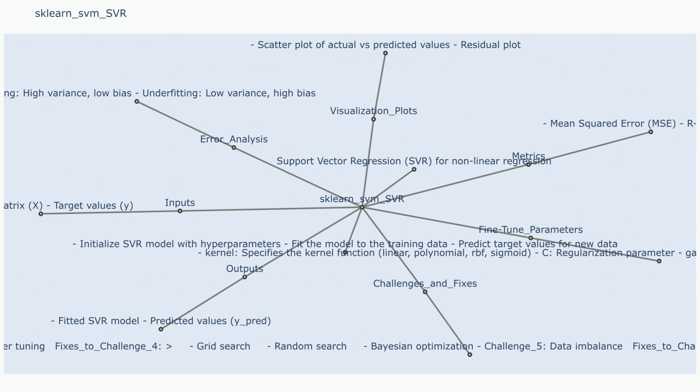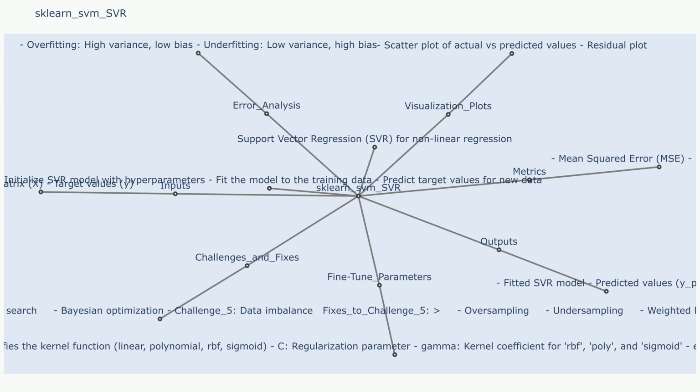Prediction: the trained SVR model is used to make predictions on new data. The model calculates the distance of new input points from the decision boundary and estimates the corresponding output values. Metrics: mean squared error, MSE, measures the average squared difference between predicted and actual values. Root mean squared error, RMSE, the square root of MSE, providing a more interpretable measure of error in the same units as the target variable.